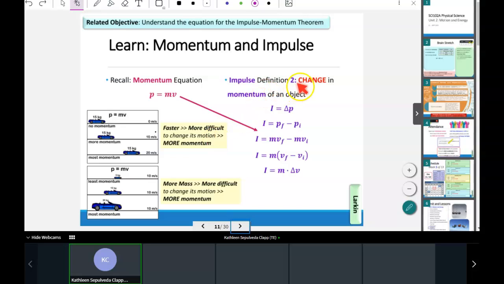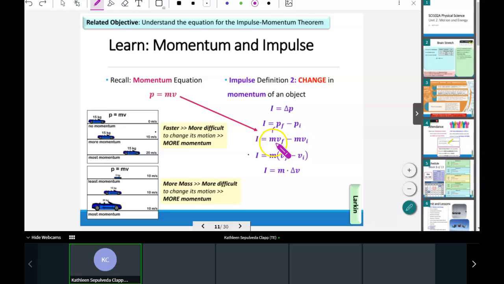Now, impulse, the definition 2, is a change in momentum. We're going to break it down just a little bit. If impulse says it's a change in momentum, then it's going to be I equals the change in P, which is momentum. How do I break that down even more? I equals final momentum minus the initial momentum. How do I break that down even more? We know that we can break this down even more because P is equal to m times v.